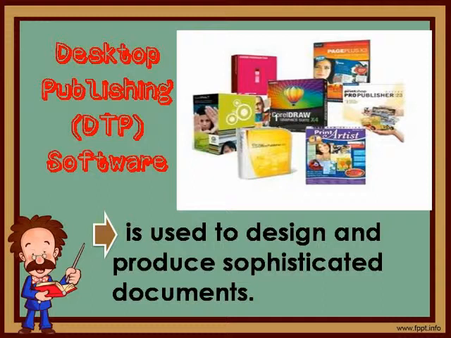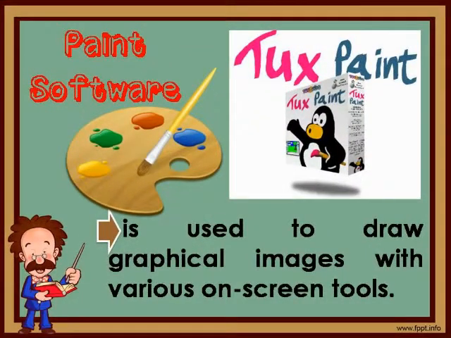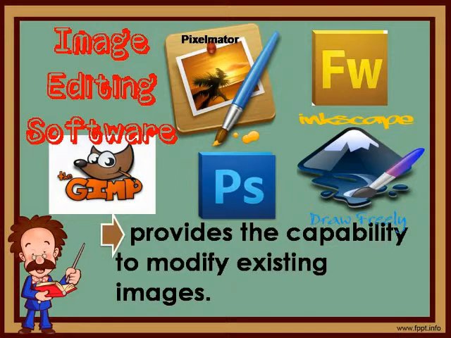DTP is developed specifically to support page layout, which is the process of arranging text and graphics in a document. Paint software is used to draw graphical images with various on-screen tools. Image editing software is the software that provides the capability to modify existing images, like Adobe Photoshop, Pixelmator.